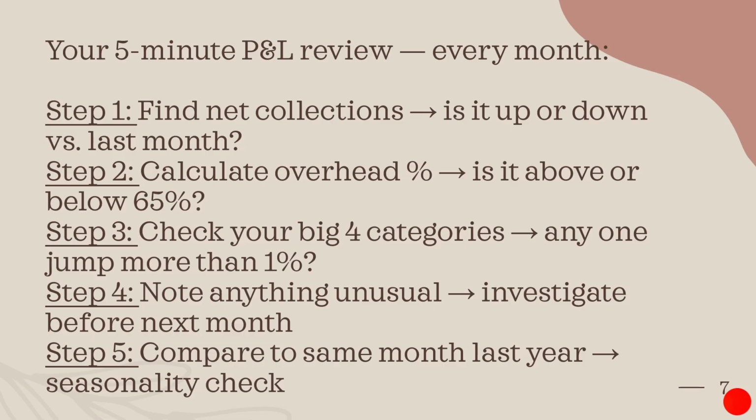Step 3, scan your big 4 categories: payroll, supplies, lab, and facility, and flag any that moved more than 1 percentage point from the prior month. Step 4, note anything that looks unusual and write it down so you can investigate before the next month's review. Step 5, compare the whole thing to the same month last year to account for seasonal patterns.